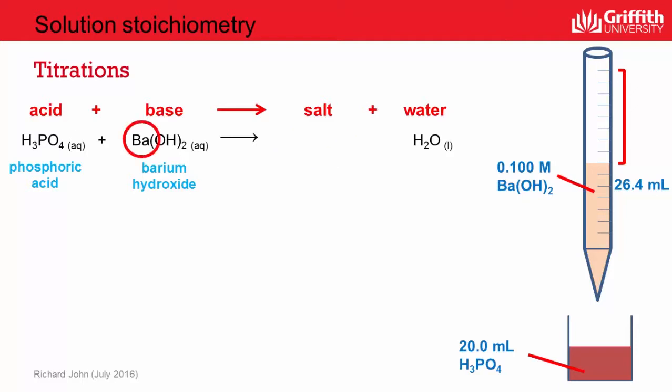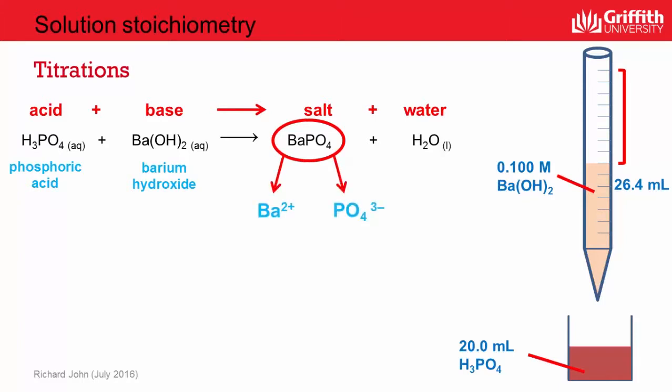The salt is going to be an ionic compound. We're going to take the metal from the base and we're going to take the non-metal anion from the acid. So we'll put the barium and the phosphate together there. So barium phosphate is the identity of the salt in this particular reaction. We've got to ask ourselves, is this the correct chemical formula for barium phosphate?